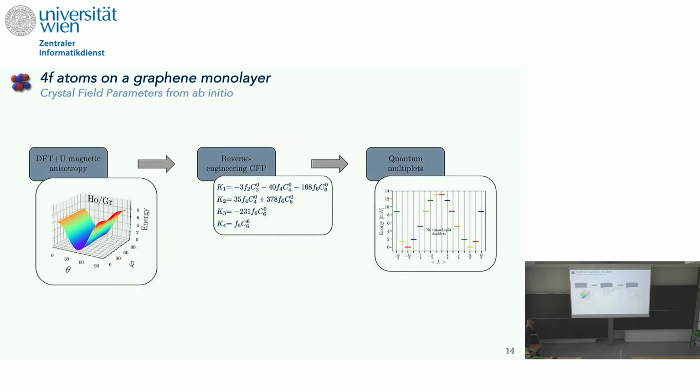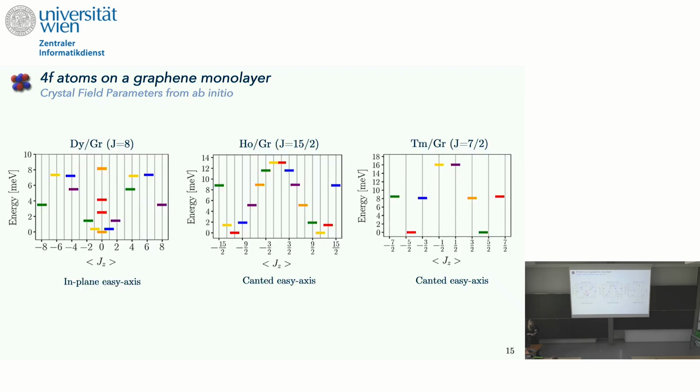So basically, here's the workflow. I did my DFT+U calculations, total energy calculations, which are then fitted to give the magnetic anisotropy constants. These are then reverse engineered into crystal field parameters. And with these, I could set up my crystal field Hamiltonian matrix, which is then diagonalized to give my quantum multiplets. And we can see that, well, in the dysprosium case, we have an in-plane axis. In the holmium and thulium, we have some canted ground state.